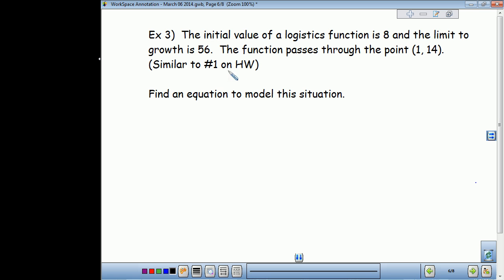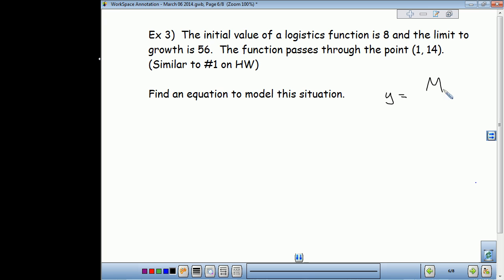Example 3 is going to be similar to number 1 on your homework. The initial value of a logistic function is 8, and the limit to growth is 56. The function passes through the point (1, 14). Find an equation to model this situation. All right, so we have some choices here, and I think I'm going to choose this one.